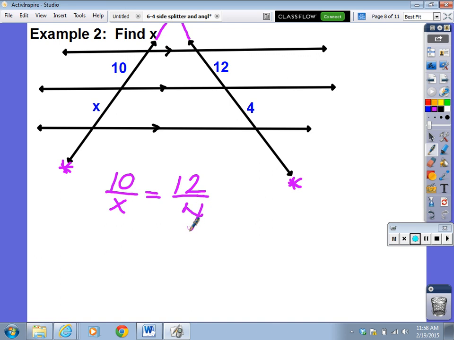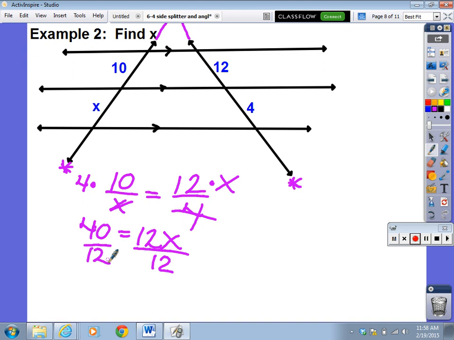All right, so now cross multiplying, we're going to multiply both sides by 4. Does everybody see how I set up the ratio before I move forward? Multiply both sides by 4, it'll divide out over here. Multiply both sides by x, it'll divide out over here. So we have 40 is equal to 12x. Now what do I do? Divide by 12. So 40 divided by 12, 3.3 is equal to x. Sweet.